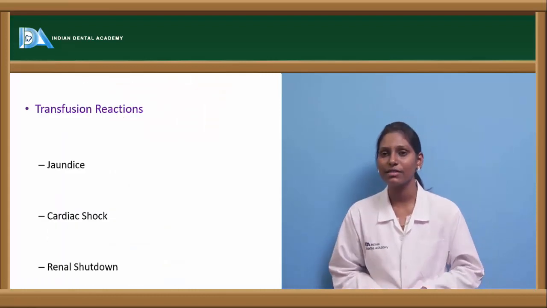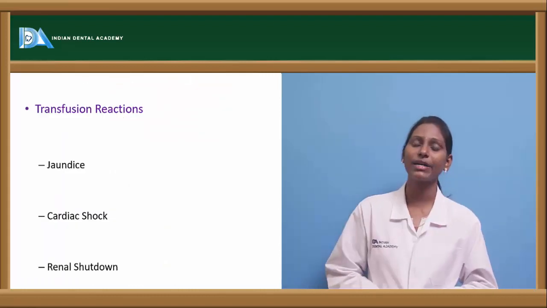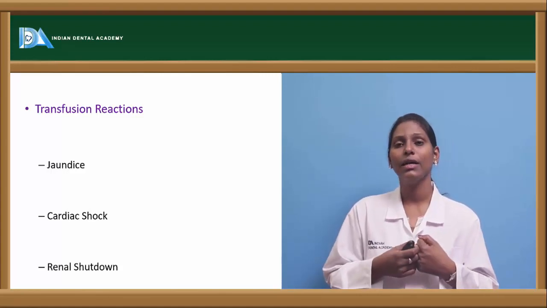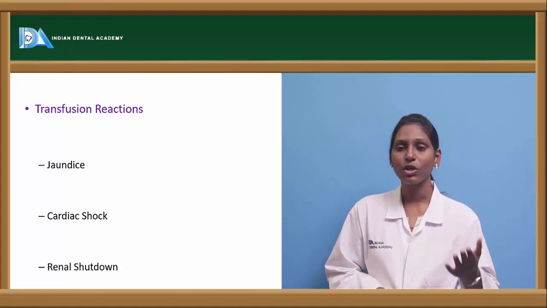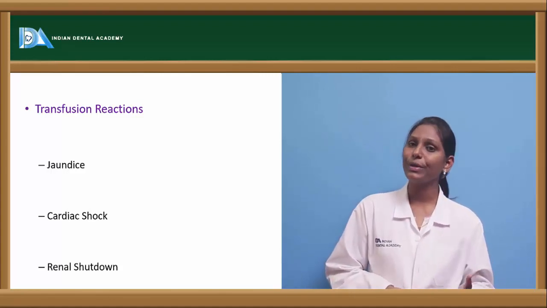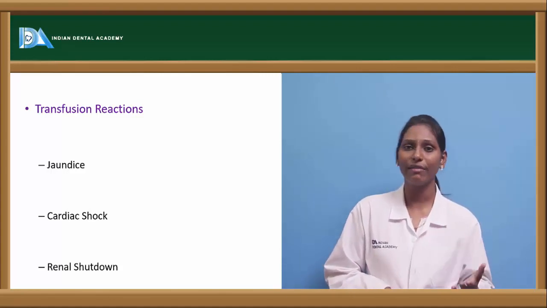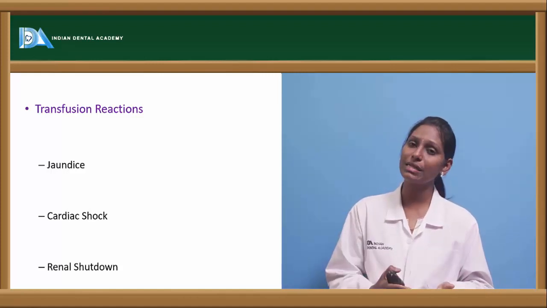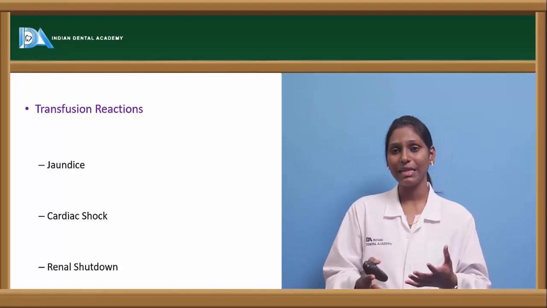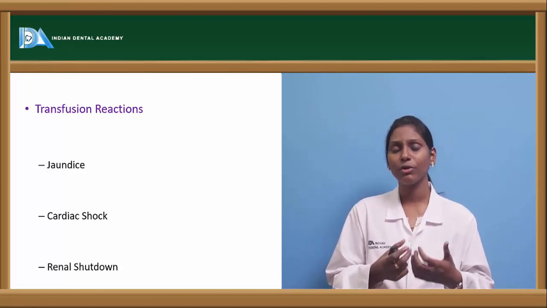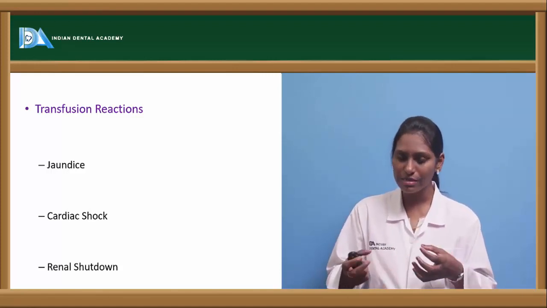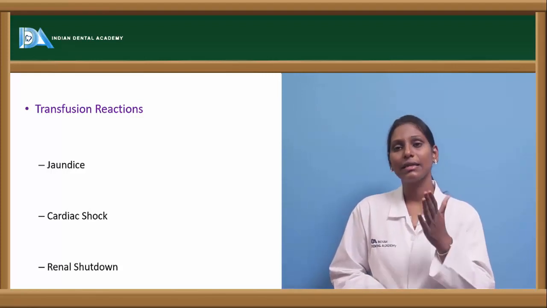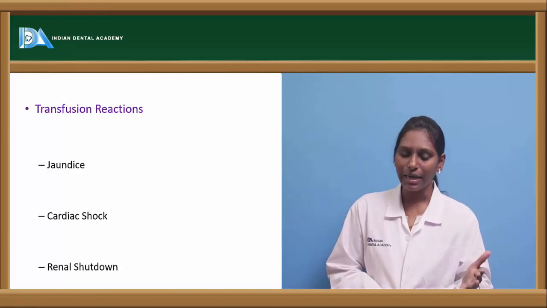And then we have various transfusion reactions, and these include jaundice. Jaundice occurs because hemolysis is present, hemoglobin is coming out, and this hemoglobin breaks down into bilirubin, and because of increased bilirubin you can have jaundice. Cardiac shock is also present, because hemoglobin is released into the plasma. When it is released into plasma, the viscosity of the plasma is increased. Because of this increased viscosity, there will be load on the heart, and this can lead to failure, resulting in cardiac shock.